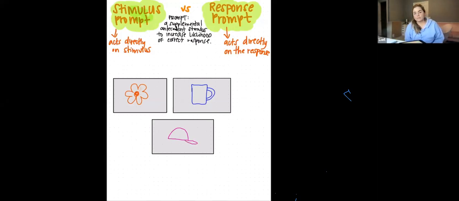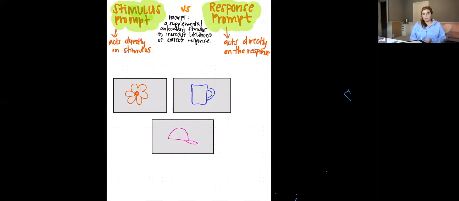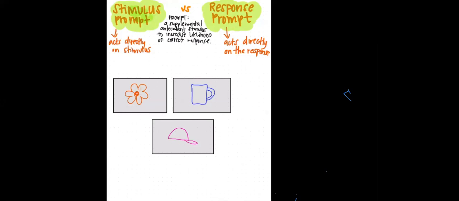So let's say the SD or the antecedent that I provide to an individual is I say, hey, touch the blue coffee cup. What behavior am I actually wanting them to engage in here? Listener behavior. Yeah, definitely listener response, listener behavior. But more specifically, if I'm telling them to touch the blue cup, which one of these do I want them to touch? The blue cup. Exactly, the blue cup, right?